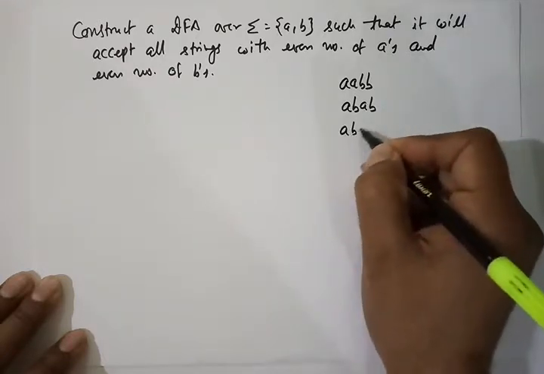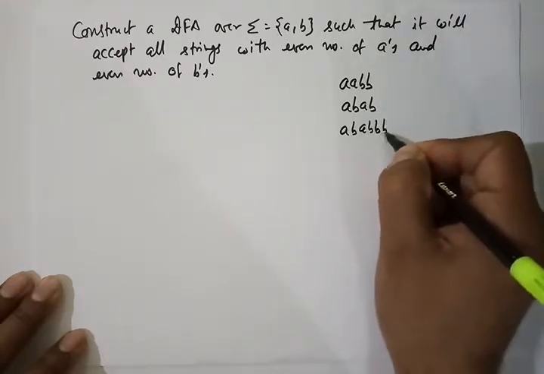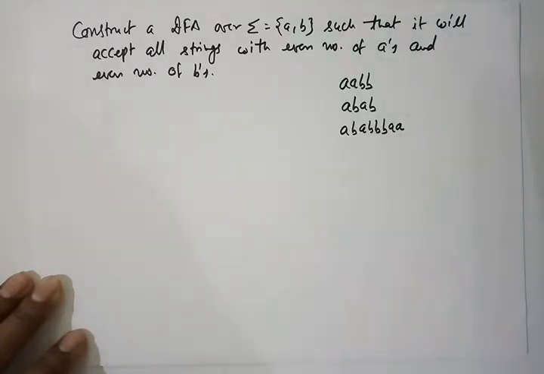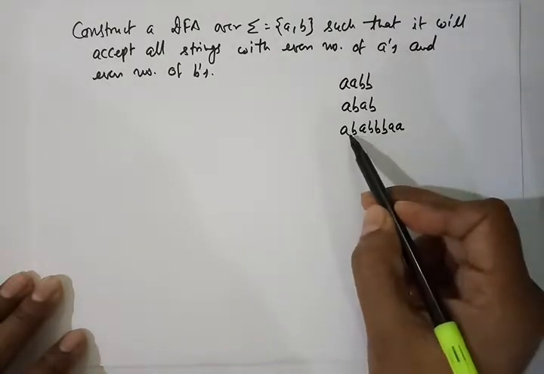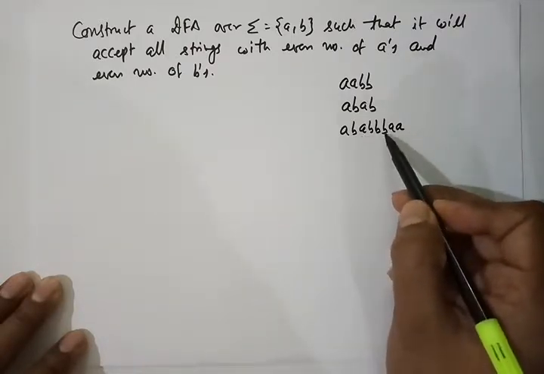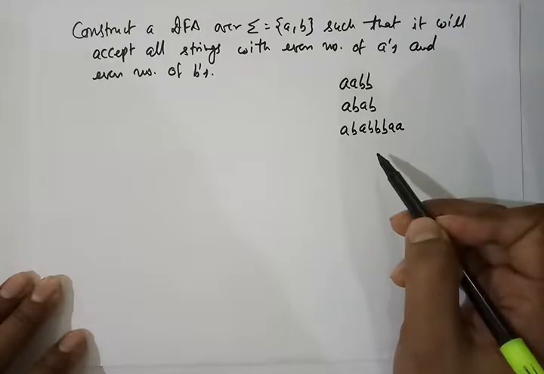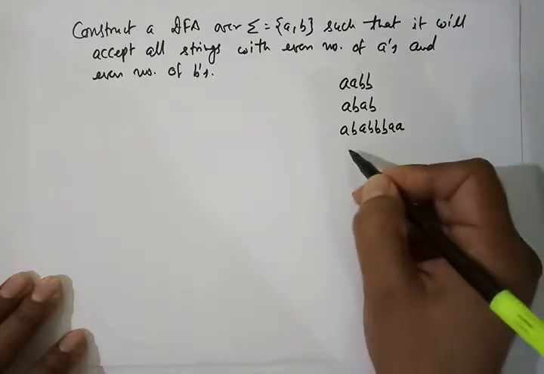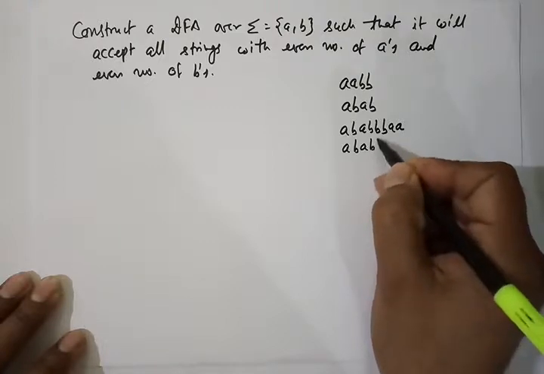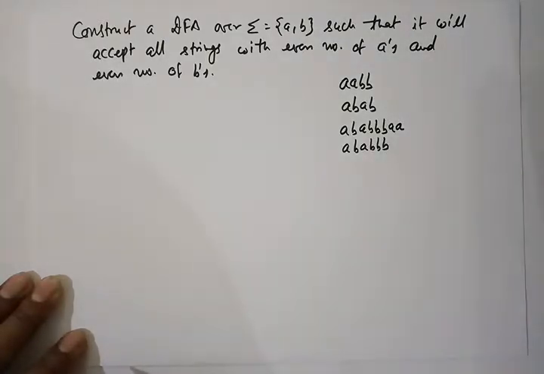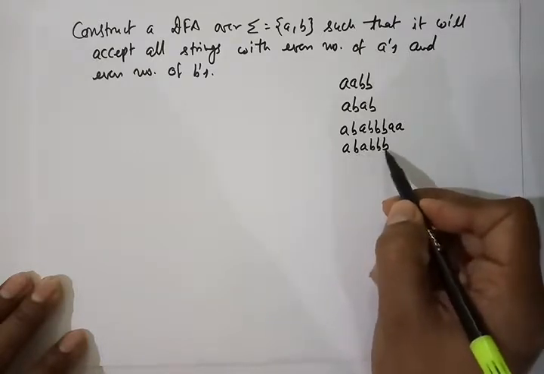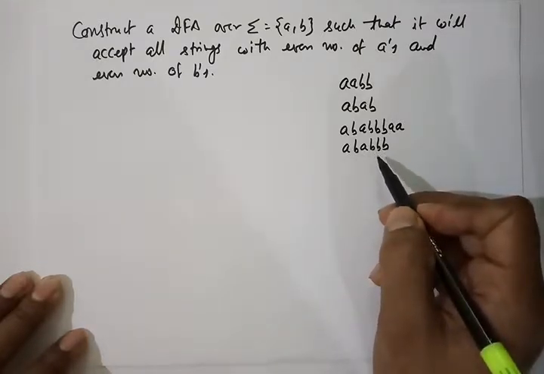Similarly, ABBAABBA: in the string, number of A's is 1, 2, 3 and 4, so 4, and number of B's is also 4. So, it should be accepted also. Okay. Now, BAAB should also be accepted. Why? Because number of A's is 2, number of B's is 2, therefore both are even, so it should be accepted.